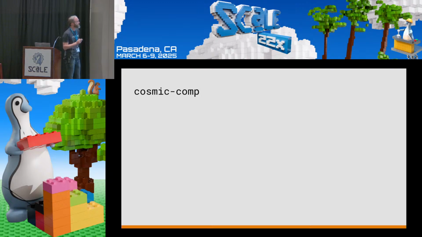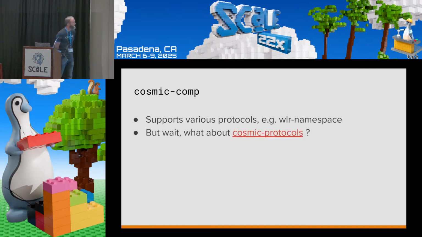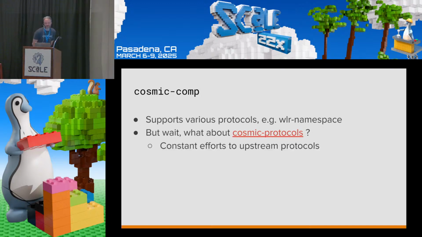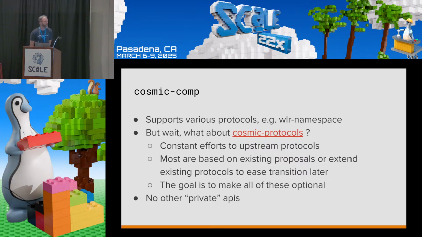Cosmic Comp. We wrote a compositor for Cosmic as well. As I said, it supports various protocols like WL namespace, and we work a lot upstream to ensure that what we're doing is Wayland compliant or compatible. There are Cosmic protocols. These are custom protocols, but there's a constant effort to upstream any protocols that we're working on. Most of them are based on existing protocols or extending them, so that as those become mature and are adopted, it eases the transition. And the goal is to make all these optional and no other private APIs.